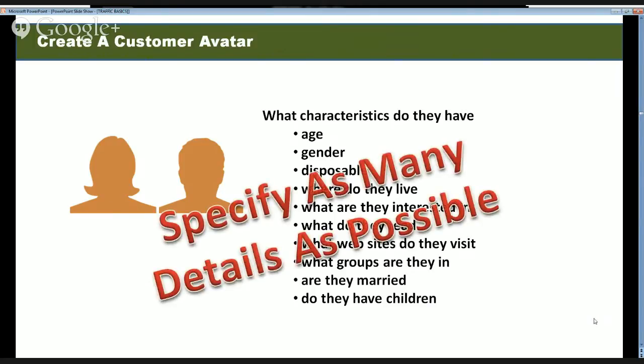The thing is, you need to specify as many details as possible, because when you do, you're going to be able to identify your target market very, very clearly. And the better you identify your target market, the more likely it is that you'll filter out the people that you want to have and reduce your cost of advertising.